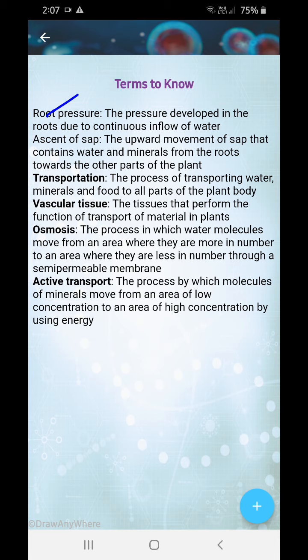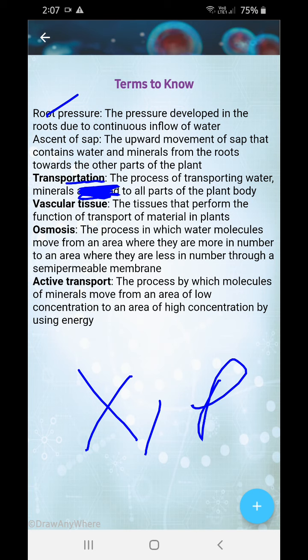Now see, transportation, not translocation. So only water and minerals go through transportation. Through translocation, food travels. Vascular tissue, the tissue that performs the function of transport all over the plants. You know what are they? Xylem and phloem. Next, osmosis is the process in which water molecules move from an area where there are more in number to where there are less in number through a semi-permeable membrane.